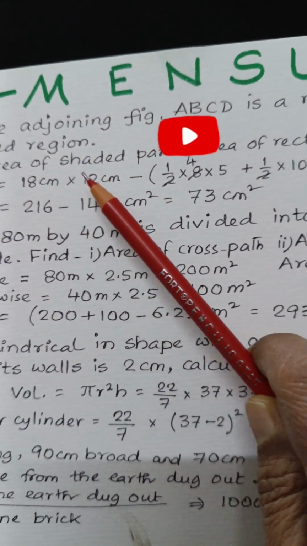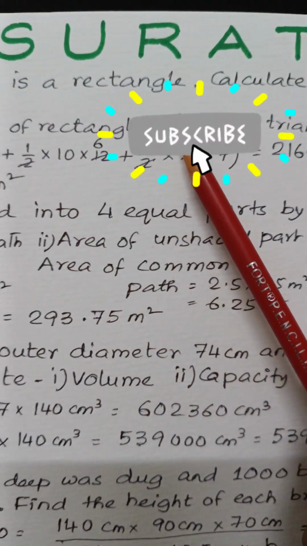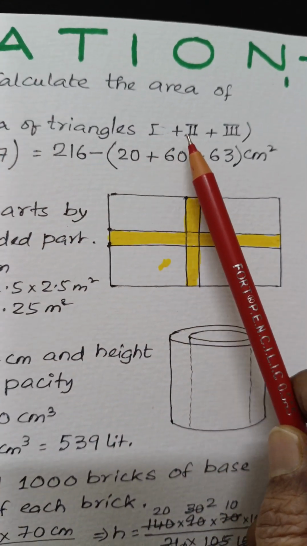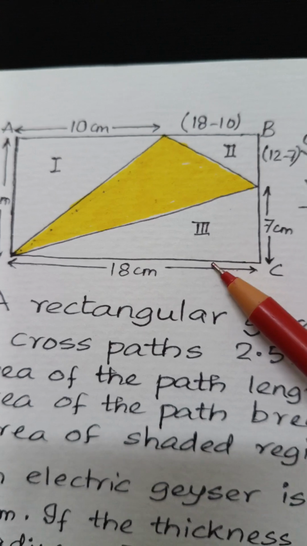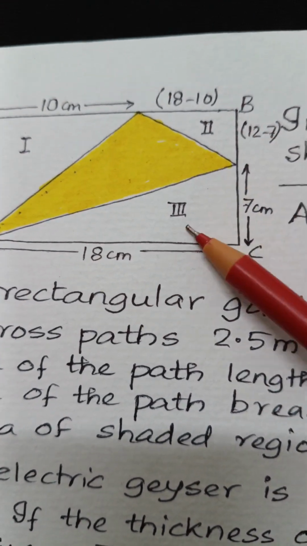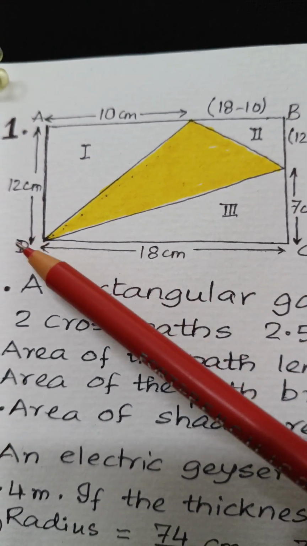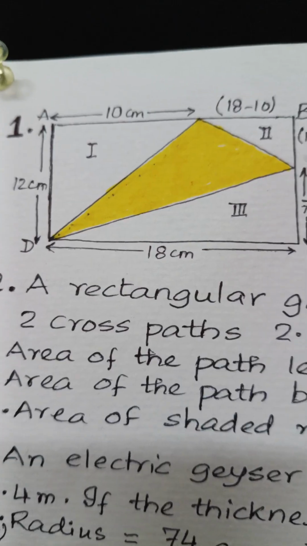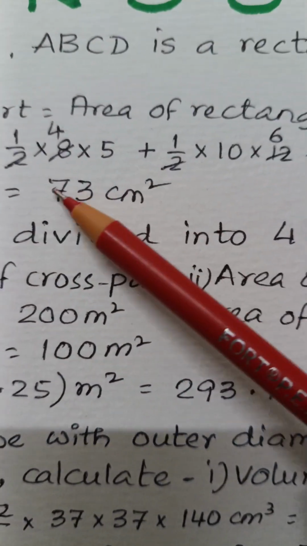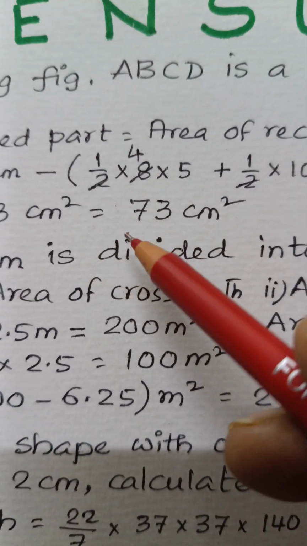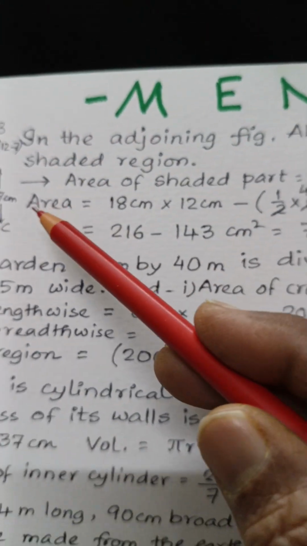Here we have done it. Area of the shaded part is equal to area of rectangle minus area of triangles 1, 2 and 3. These are the three triangles. So once you find the area of the rectangle and then subtract the areas of these three triangles, you will be getting this answer. The answer is 73 square centimeter, as you can see over here.